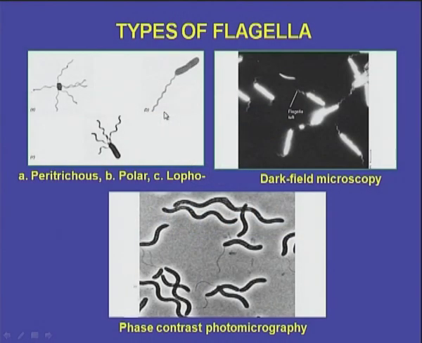Then I am showing here the types of flagella as seen under the microscope, because for seeing the bacterial cells we have to have many arrangements in the microscope. This is the dark field microscopy where we look into the bacteria and we will find this type of bacterial cell under the microscope. Here it is the phase contrast photomicrography where the bacterial cell will look like this, and this is the peritrichous, polar and lophotrichous type of bacterial cell you are seeing here.